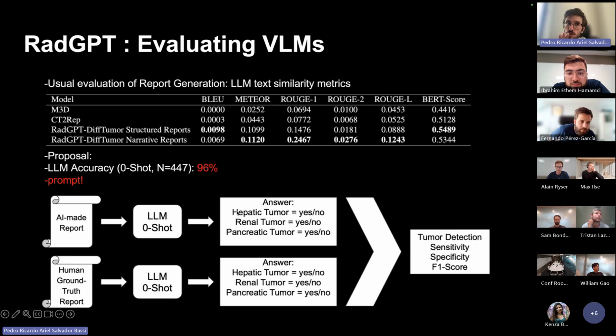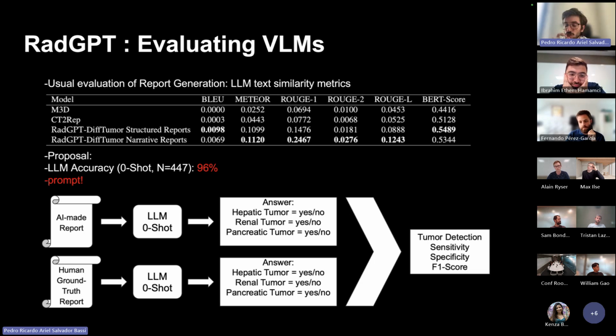So it will check if the tumor is reported or not, and in which organ the tumor is reported. So we analyze per organ. We check: does the ground truth report show a tumor in the kidney, and then we check: does the AI-made report show a tumor in the kidney? We have more fine-tuned evaluations.